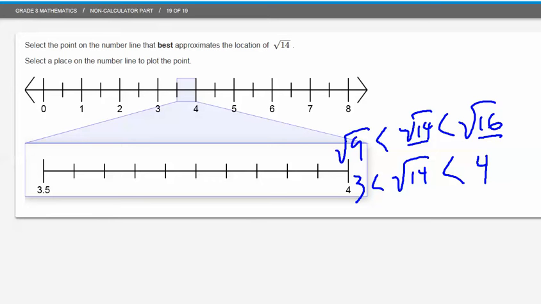All right. 3.55, 3.6, 3.65. I think it's there. I really think that we're going to end up somewhere in the middle. So which one's in the middle? Let's go right about there.